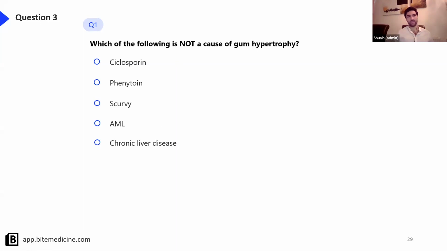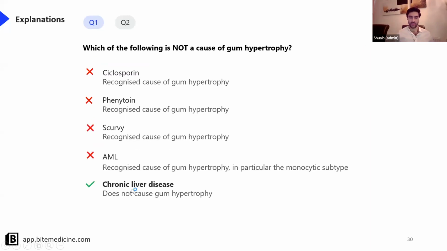I'll give you about 10 more seconds to answer. So it's quite interesting. There's a nice even split at the moment. Okay, let's leave it there. So there's pretty much an even split across all 5 answers. The majority, 26%, have gone for phenytoin. The answer is chronic liver disease.